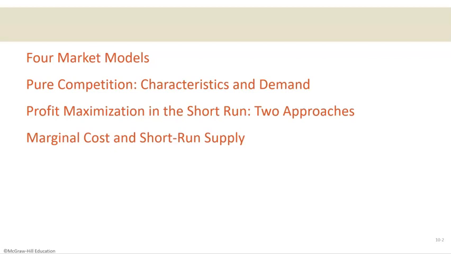Then we're going to specifically be looking at pure competition and the characteristics. Then we're going to look at 2 different approaches to profit maximization. So we'll be talking a lot about profit maximization as we move forward. Remember, that's the goal of every business. So we're going to see how a business that's in a pure competition type of industry would be able to maximize their profit. And there's actually 2 ways that we're going to look at it.